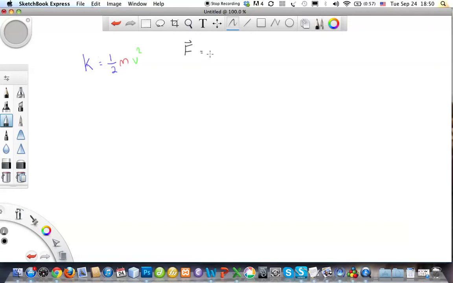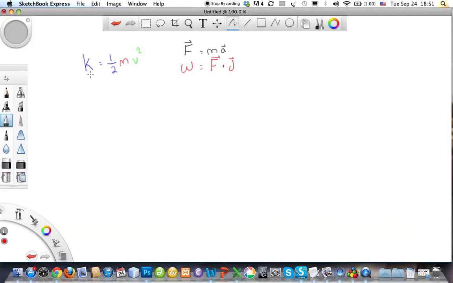vector is equal to mass times our acceleration vector, where mass is a scalar and acceleration is a vector in either x or y components of force. Okay, and work is equal to force, our force vector, times our displacement vector, which we get out a scalar. It's the dot product of these two. Okay, not the cross product, the dot product, which is why we only get a scalar out.